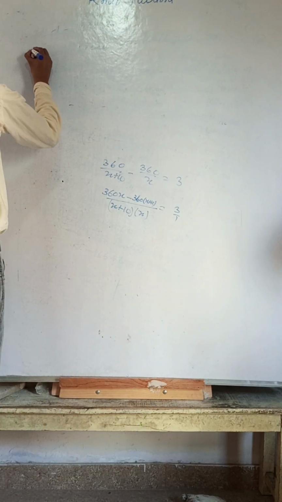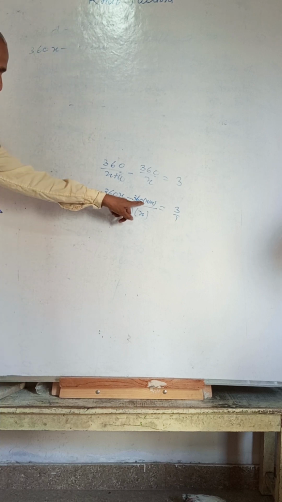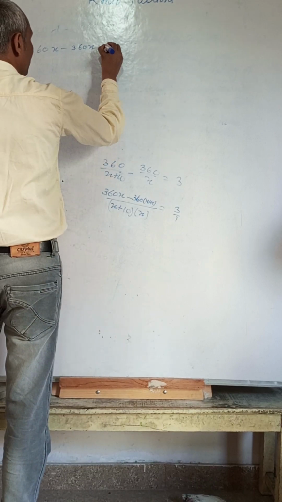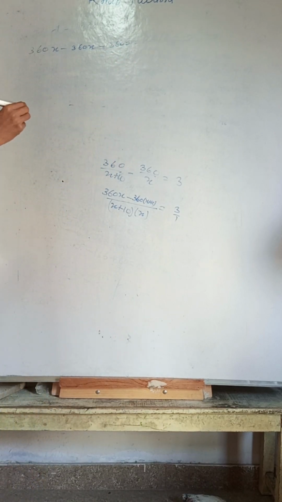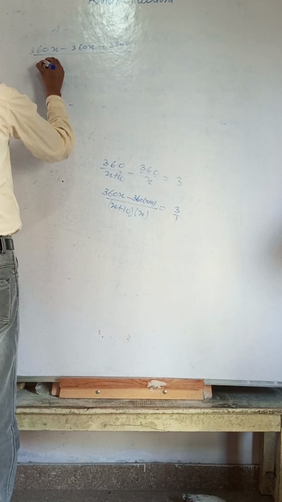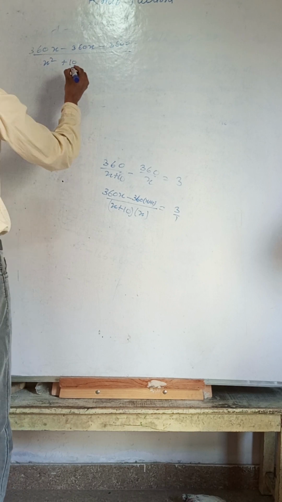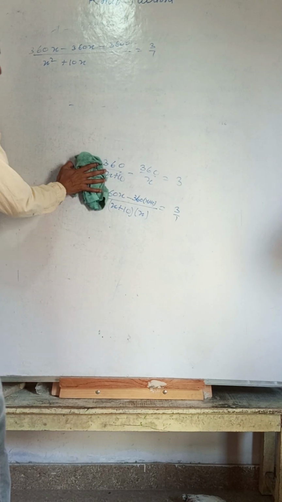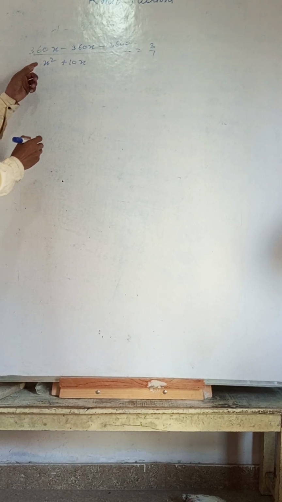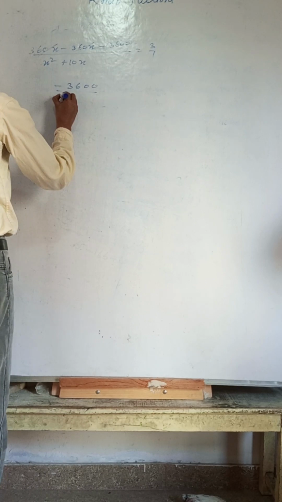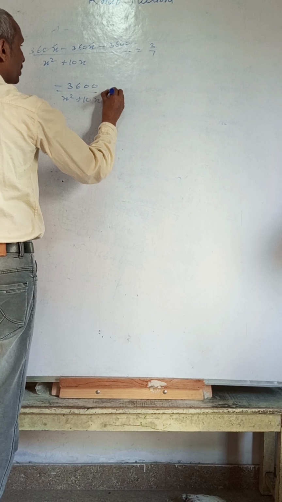Here we can write it like this. 360x, minus, if we multiply it by this, so minus 360x, then what becomes minus 3600? By what? If you are multiplying this one, it will become x square plus 10x is equal to 3 by 1. Now this and this are cancelled. What remains? Minus 3600 by x square plus 10x is equal to 3 by 1.